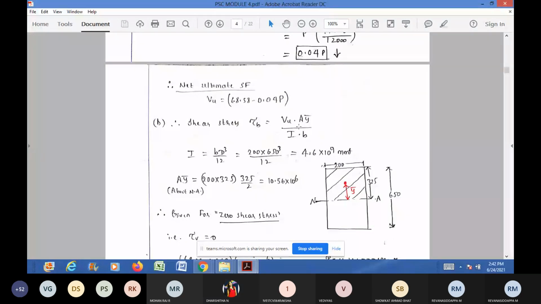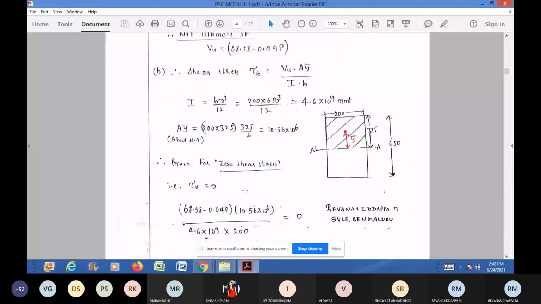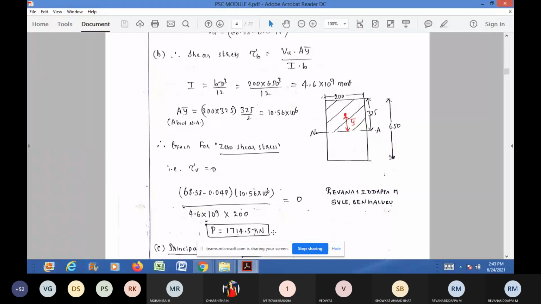Now the moment of inertia is also known. The only remaining term is B, which is nothing but the width of the beam. It is given in the problem as 200 mm. Now all the parameters are known. Take the condition tau equal to 0. Substitute all the parameters in this equation. Only P is the unknown. You calculate for it and tell me the answer.